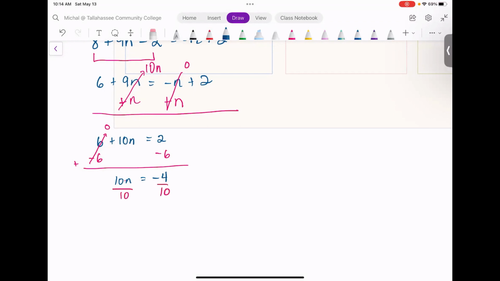I do that because 10 divided by 10 is equal to 1 whole. 1n is equal to -4/10. 1 times n is just n. And -4/10 can be simplified if I divide the top and bottom of this fraction by the common factor of 2. -4 divided by 2 is -2. 10 divided by 2 is 5. So my final answer is n is equal to -2/5.